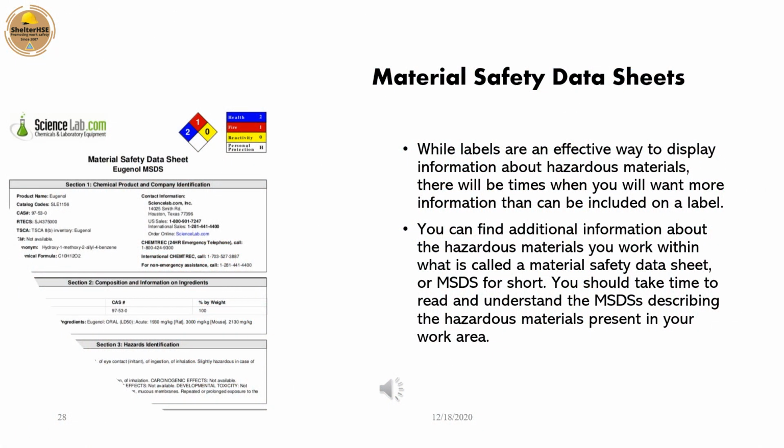While labels are an effective way to display information about hazardous materials, there will be times when you will want more information than can be included on a label. You can find additional information about the hazardous materials you work with in what is called a Material Safety Data Sheet, or MSDS for short. You should take time to read and understand the MSDSs describing the hazardous materials present in your work area.